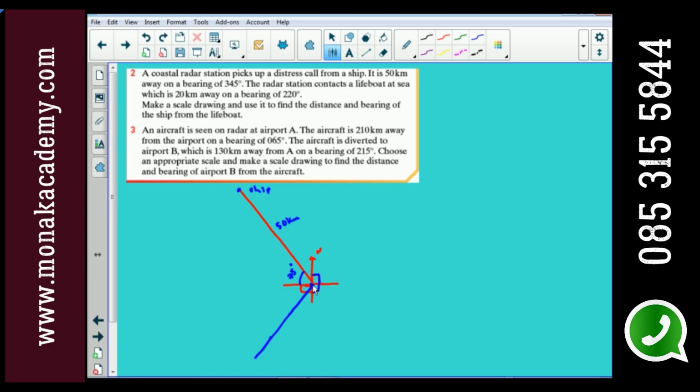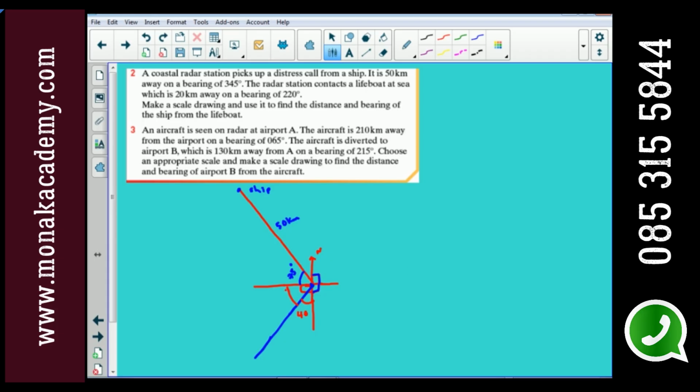Okay. So we know this angle is 40 degrees, right? Are we together? Are we agreeing there? All right. So the first question I want to ask: what is this angle? Do you agree that this angle is 50?